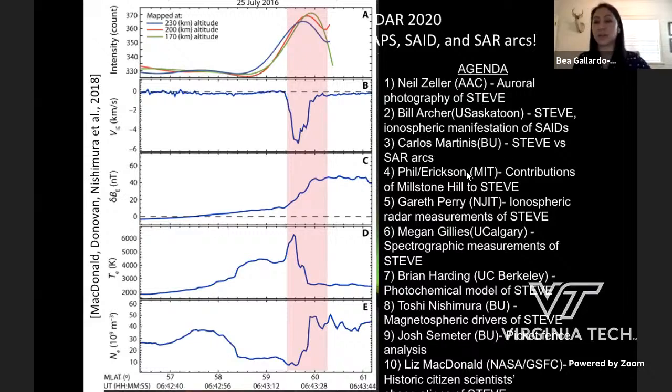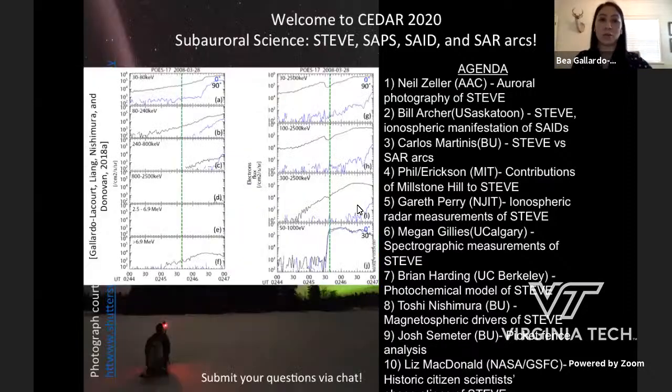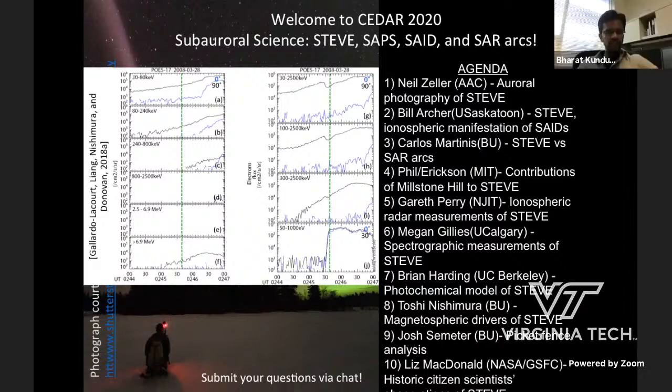We will hear from Phil Erickson about the contributions from Millstone Hill to Steve. Then Gareth Perry will talk about radar measurements of Steve. In general, we also did a study of one event that showed us that Steve was not associated with particle precipitation, so it will not form as an aurora. More evidence of this we will probably see from Megan Gillis, that will show us radar measurements of Steve.